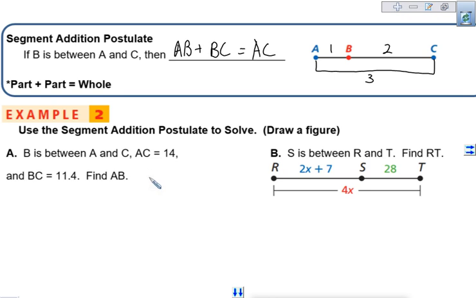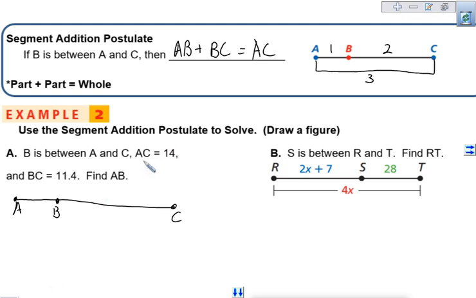Our next examples say to use the segment addition postulate, what we just talked about, part plus part equals whole, to solve, and if we don't have a picture, we need to draw a picture. So we have point B between point A and C. The length of AC equals 14, and the length of BC equals 11.4. Find the length of AB. So we have a segment that we need to draw. And B is between A and C. So that means that A and C are endpoints. B is somewhere along that segment.